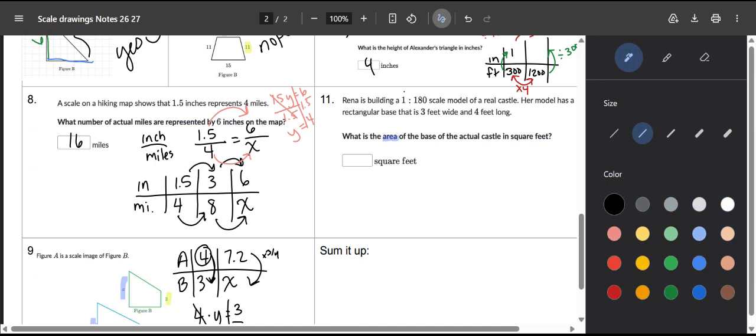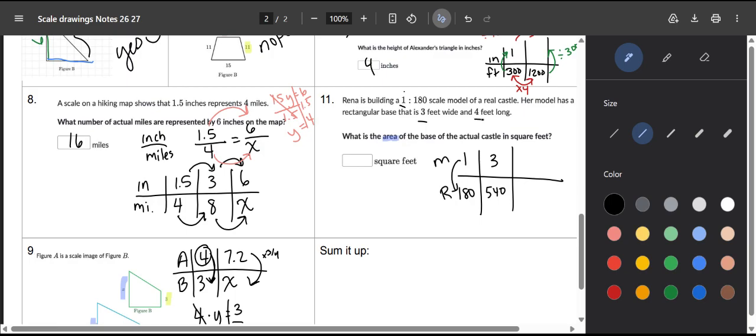So I'm going to start by building out a table, and I'm going to do model to real deal. So the model has 1 unit to 180 units in the real deal. And let's start with that 3 feet wide. So that is the model, so that goes up here. And we're looking for the real deal. Well, I know to go from 1 to 180, I could multiply by 180. When I do that, I get 540. So that's the real footage of that wall in the castle.